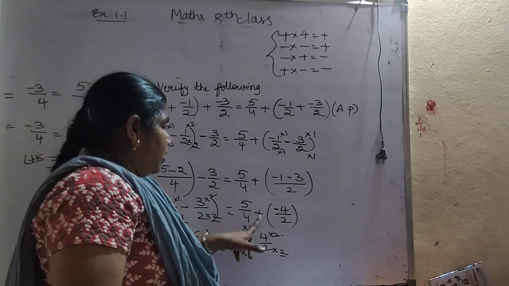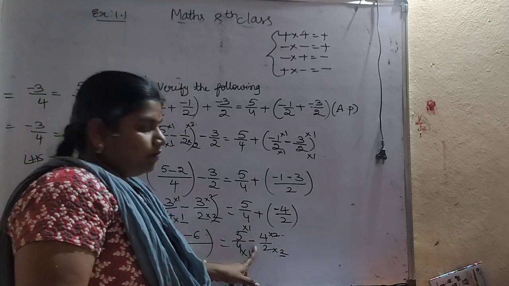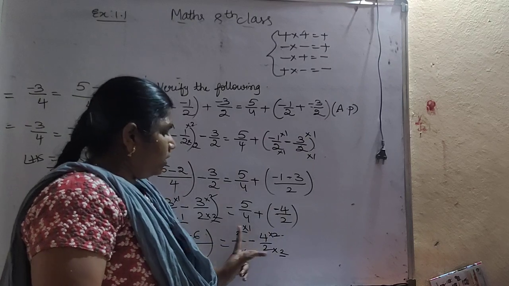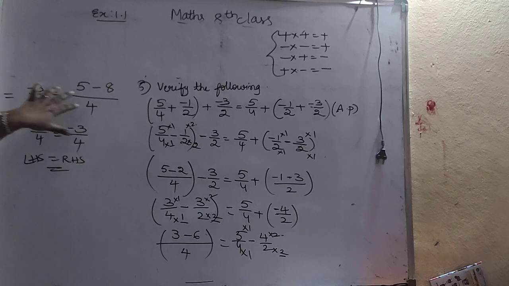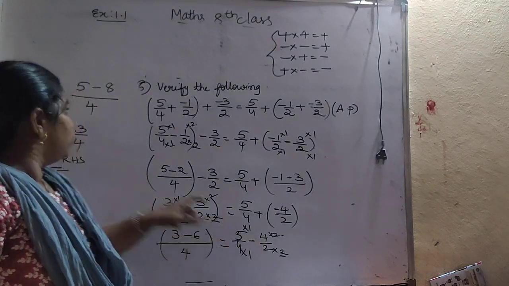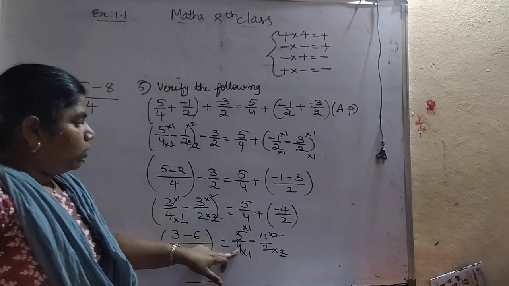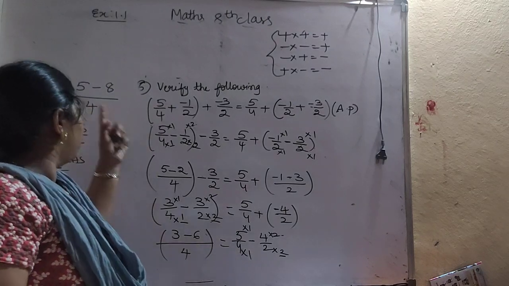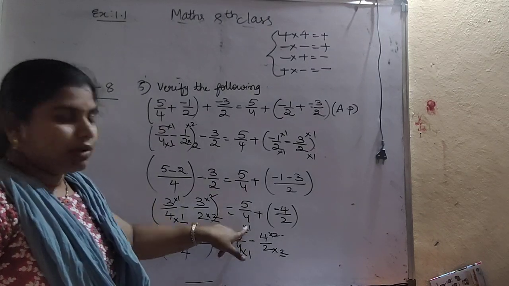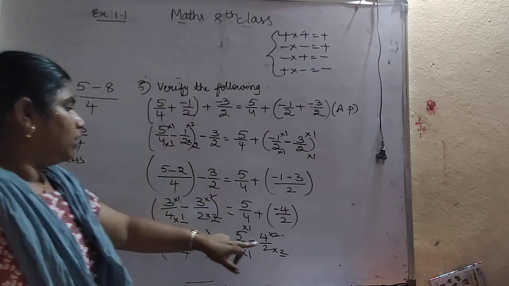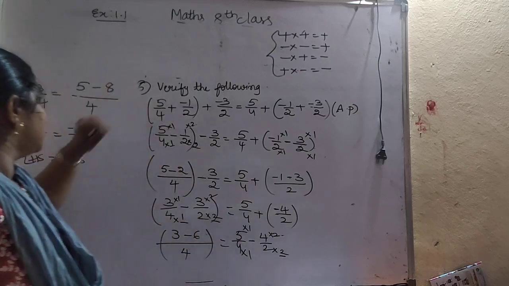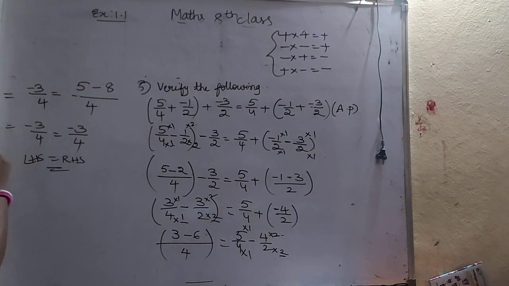Equals to, here the double sign I have converted into a single sign. So plus into minus is minus. So the same numbers I wrote as it is. So if you solve this, you got minus 3 by 4. And if you take the LCM of 4 and 2, the LCM will be 4. So for 4, how much have you multiplied to get 4 again? That is 1 time. Here also 1 time. Here 2 times. Here also 2 times. So 5 1s is 5 minus 4 2s is 8. So 5 minus 8 is how much? Minus 3 by 4. So here the LHS value and RHS value are the same.